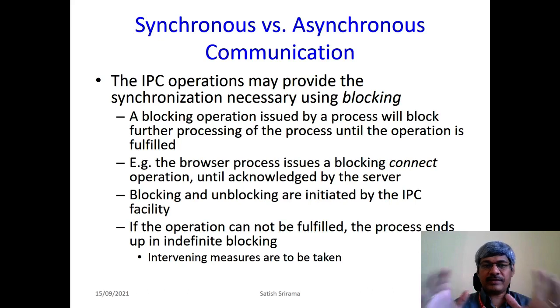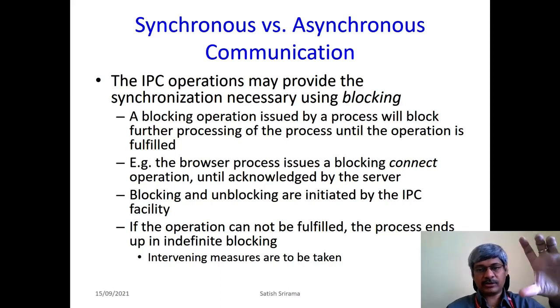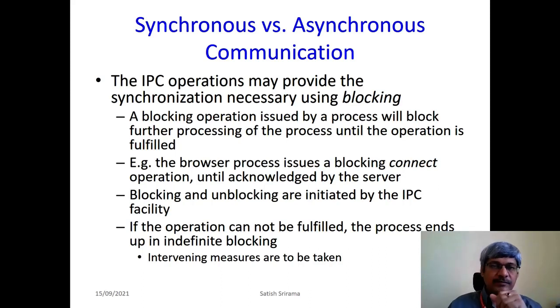There are two different types of communication as far as inter-process communication is concerned: one is synchronous communication, another is asynchronous communication. The first one is synchronous communication. Here the IPC operation may provide the required synchronization through blocking. A blocking operation issued by a process will block further processing of that particular process until the operation is fulfilled.